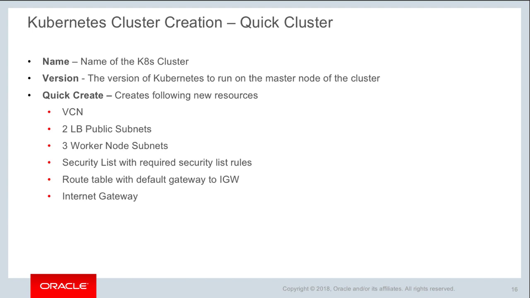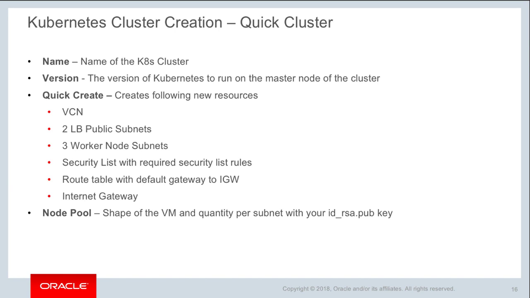And then when you select the quick create, it automatically would create the following resources. So it would create the virtual cloud network. It would create two load balancers for your two load balancer public subnets. It would also create three worker node subnets and a security list with required security list rules. It would also create a route table with a default gateway to an internet gateway, and of course an internet gateway as well.